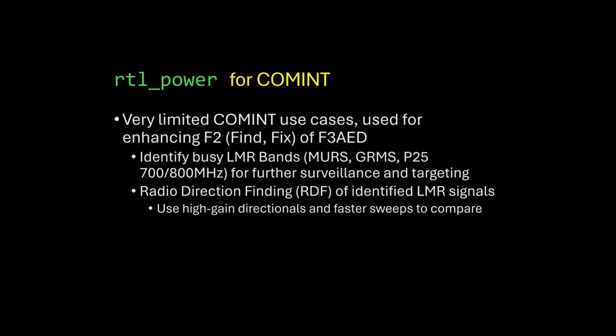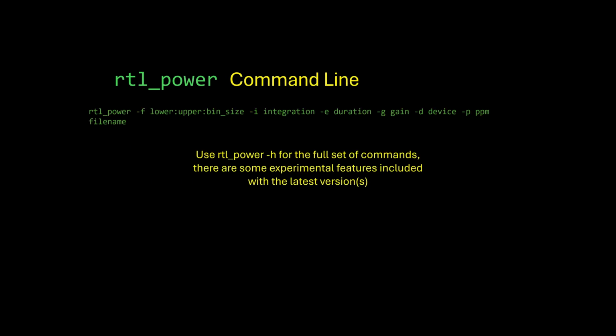To find and fix busy bands in the LMR space, or again, radio direction finding. Use those high gain directionals, super fast sweeps, maybe bigger bin sizes, just to see what's going on. And then obviously, as long as you have the gain set up and you're more or less in the same area, again, you could do very rudimentary radio direction finding. Now, the rtl command line. So rtl_power is the tool. If you haven't seen my previous video on installing DragonOS on a Raspberry Pi 5, that's literally the fastest way to start with this. It's the most portable.